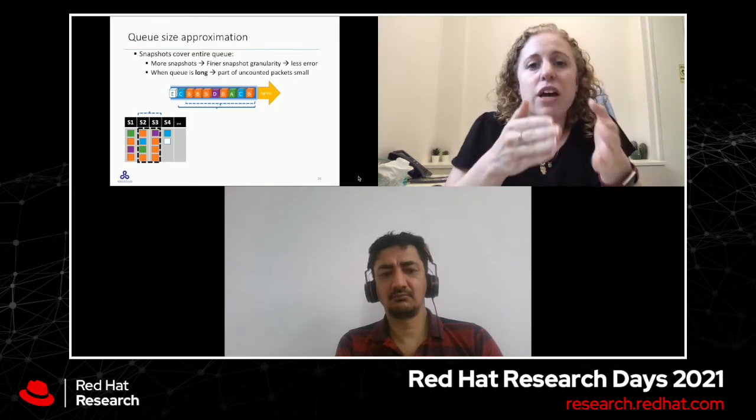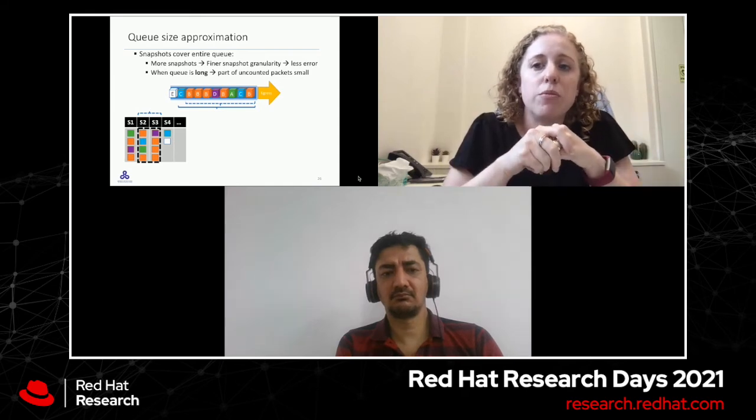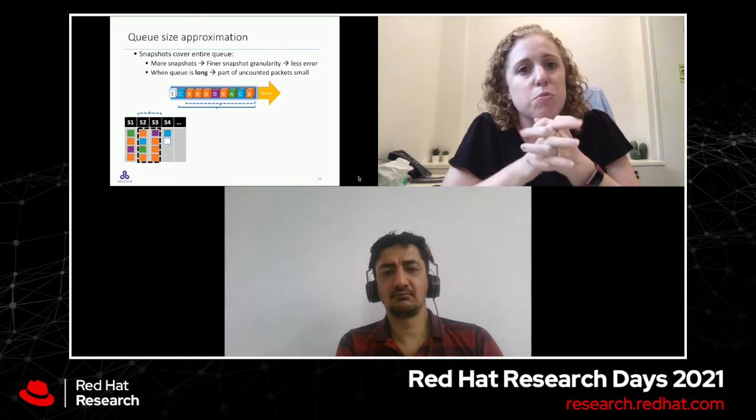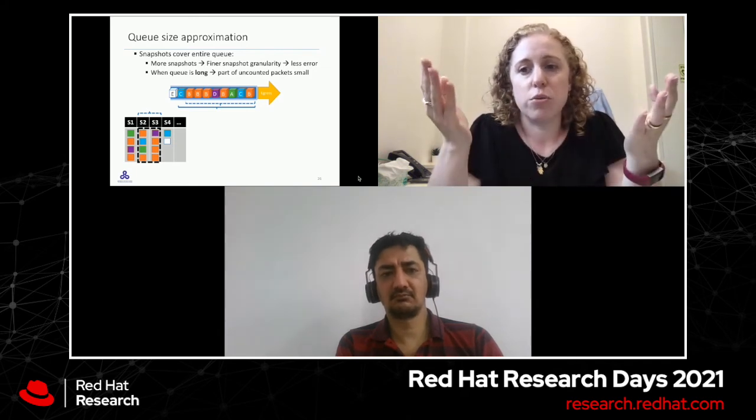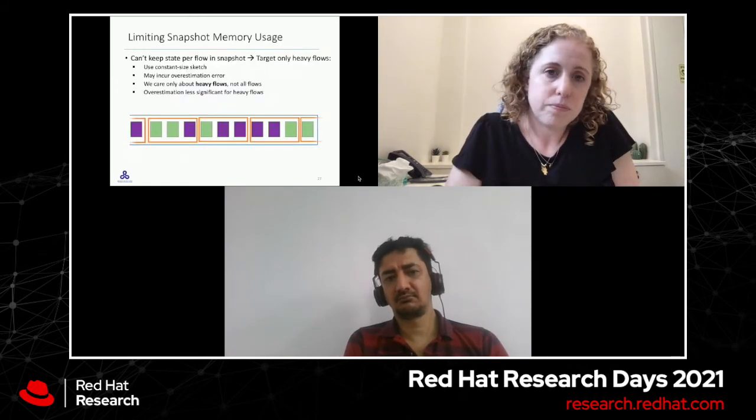So we potentially have some error maybe in the first and last snapshots, but when the queue is long, these snapshots will only contain a small number of packets from the entire queue. So the relative contribution is not going to be too big.